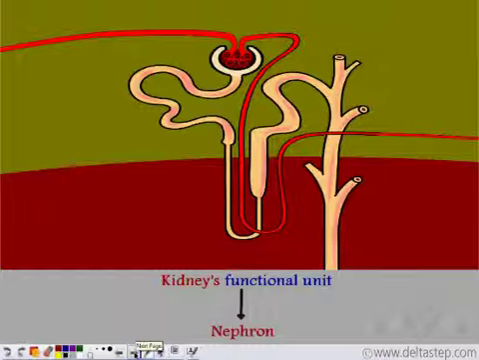Now, the Bowman's capsule, proximal convoluted tubule, the loop of Henle, and the distal convoluted tubule forms the kidney's functional unit, which is known as the nephron. So, nephron is the functional unit of the kidney.